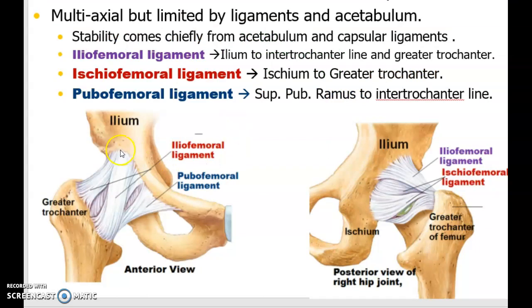Nobody's ever gotten the hip ligaments wrong. They're very well named. We have the iliofemoral ligament, ilium to femur. We have the pubofemoral ligament, superior ramus of the pubic bone to femur, and ischiofemoral ligament. So again, please don't be the first student to ever get that one wrong.